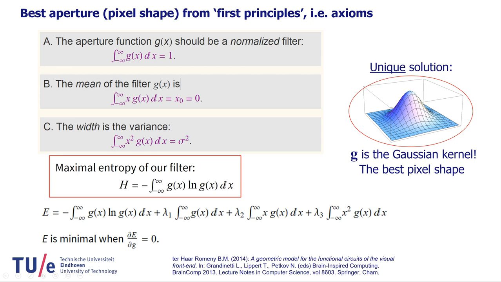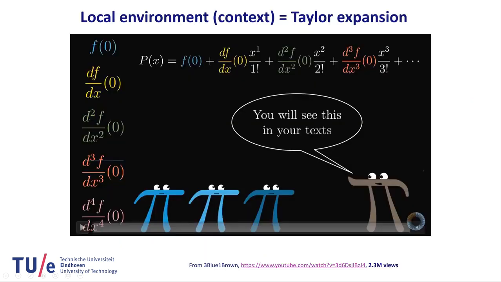So if we have these pixels, and in vision we see exactly this, why do we actually need something like this? This is our aperture, our light measuring pixel. Let's do another step. Let's look at the environment of our pixel. We look at the local environment, we call it the context.